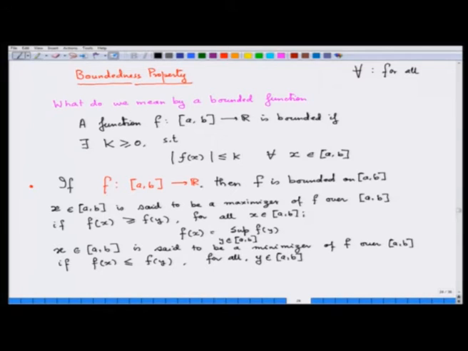If f from a b to R is continuous, then f is bounded. Remember we are only talking about continuous functions, we are not talking about any other functions. If I miss mentioning continuity in a statement as I go along with the flow, forgive me, but take f to be continuous. All statements here pertain to continuous f, not to discontinuous f at all.